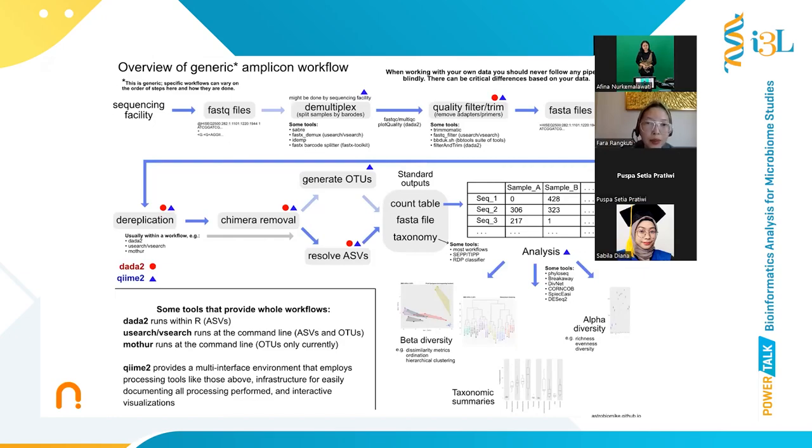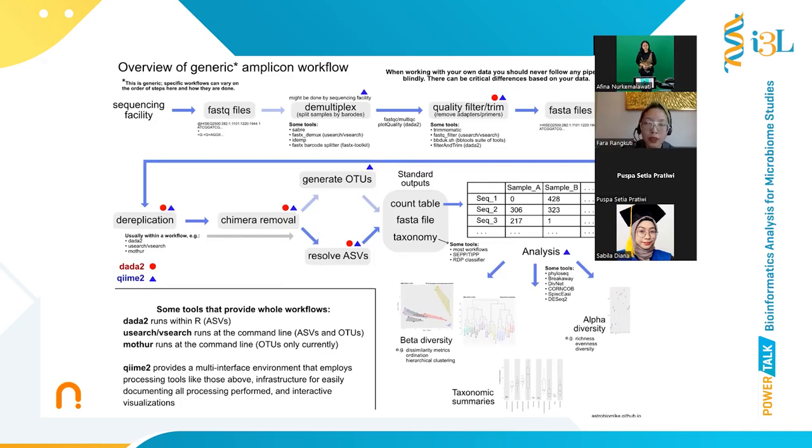You need to split the samples by barcodes. Sorry, this should be barcodes. Why? Because initially they are sometimes still mixed up, right? Usually you would sequence a lot of samples at once. You wouldn't just sequence one sample, especially if the genomes are small, like bacterial genomes or fungal genomes, you would usually do a lot in one go. So you would get a lot of sequences that are still mixed. And then you need to demultiplex it. You need to split it.